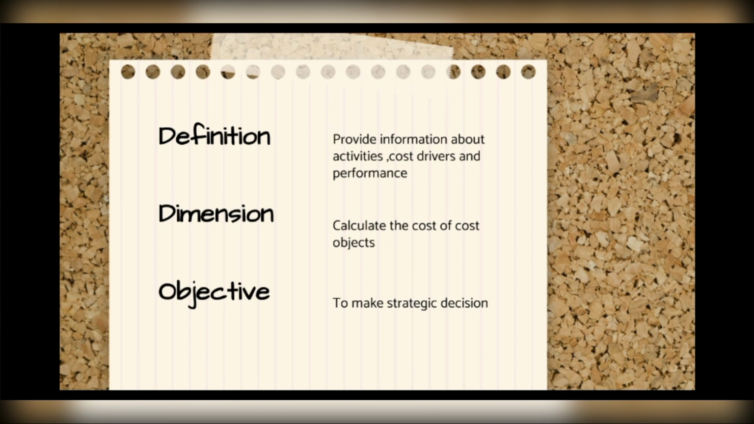The definition of ABC is to provide information about activities, cost drivers, and performance. The dimension is calculating the cost of cost objects, and the objective is to make strategic decisions for the company. I think that's all from me. Now I would like to pass to the next presenter.